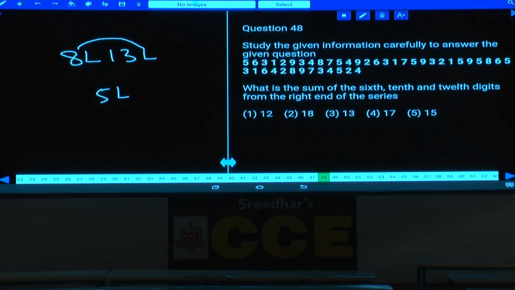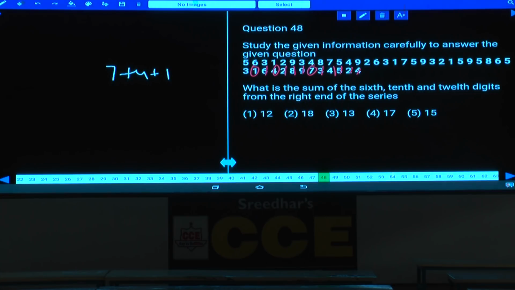Now question number 48. What is the sum of the 6th, 10th and 12th digits from the right hand? Right hand, 6th one. 1, 2, 3, 4, 5 and 6, that is 7. Next one, 10th one. 8, 9, 10, 10th one is 4, 7 plus 4 and 12th one is 1. Then what is the sum here? 7 plus 4, 11 plus 1 is 12. Now 12, that is given in choice 1. Question number 48, choice 1.